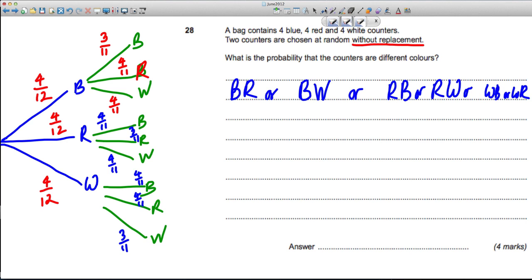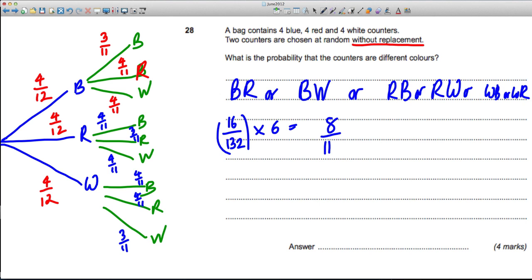But a clever way, well, let's just do that first to show how it works. Blue and red would be 4 twelfths times 4 elevenths, which would be 16 over 132. And we'd add blue and white, which would be 16 over 132. And you can see actually that all of these are going to be 16 out of 132. So it's going to simply be 16 out of 132 multiplied by 1, 2, 3, 4, 5, 6. And you multiply that by 6, and you get yourself 8 over 11.